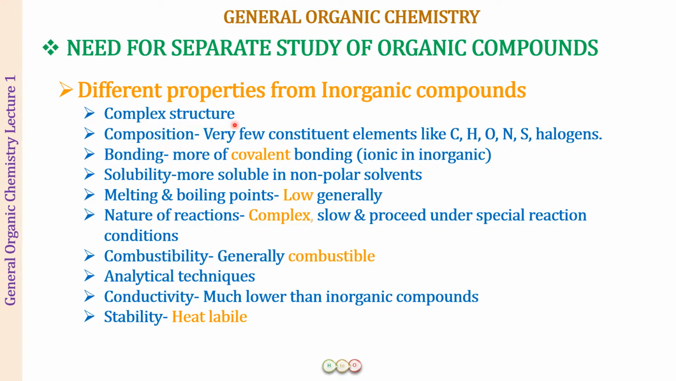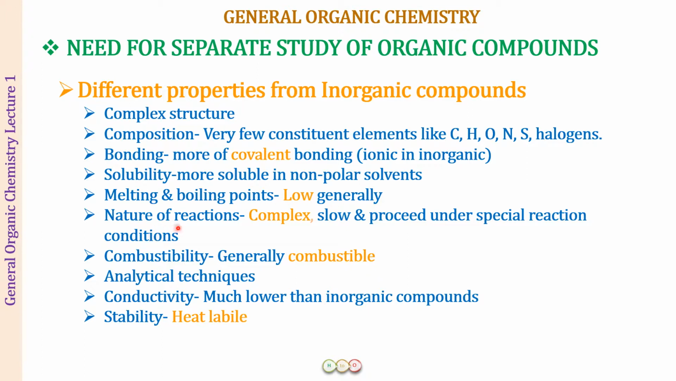For example, the structures of organic compounds are very complex, whereas the structures of inorganic compounds are relatively simple. If you consider the composition, the organic compounds consist of very few constituent elements like carbon, hydrogen, oxygen, nitrogen, sulfur and halogens, whereas the inorganic compounds contain almost all the known elements. Considering the bonding, most of the time we will see covalently bonded compounds in the case of organic, whereas in inorganic we will see more ionic bonding. Next we have solubility. The organic compounds are more soluble in nonpolar solvents, whereas the ionic or inorganic compounds are more soluble in polar solvents. The melting and boiling points are low in the case of organic, whereas they are high in the case of inorganic compounds.